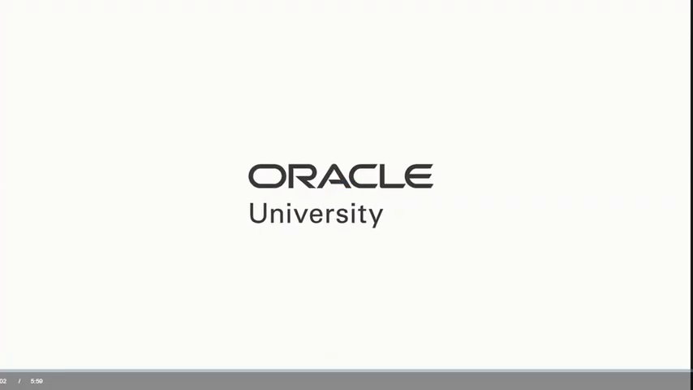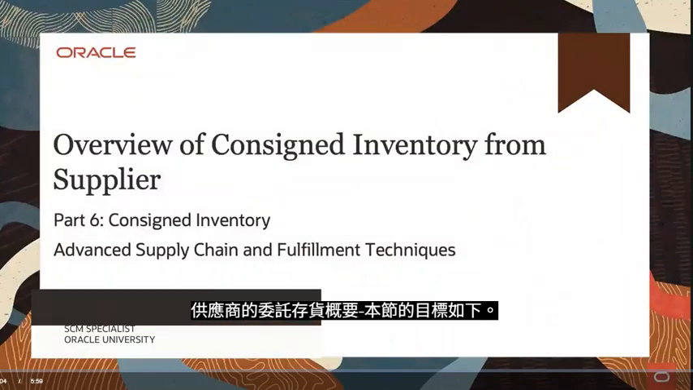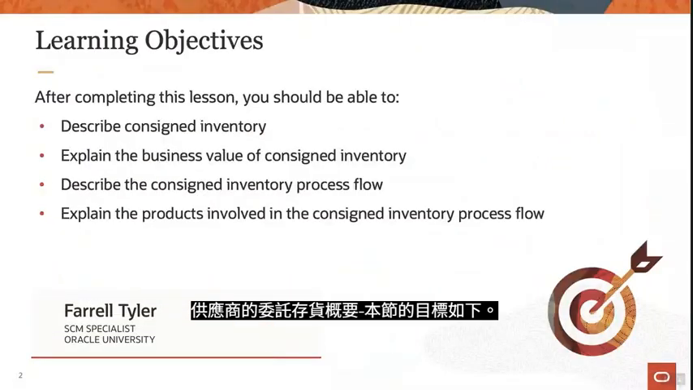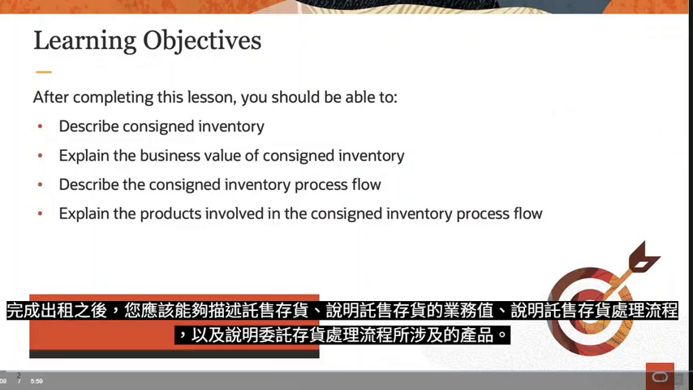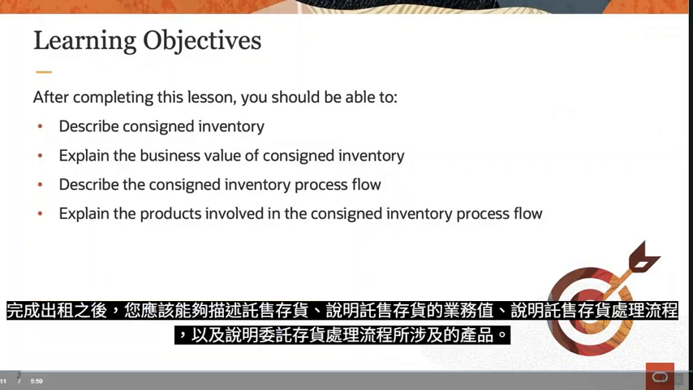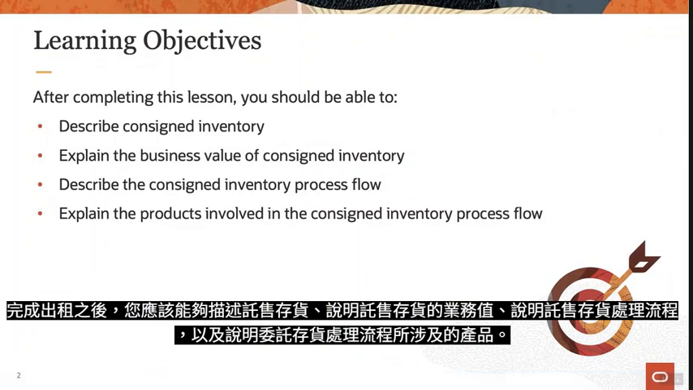Overview of consigned inventory from supplier. Our objectives for this section are as follows. After completing the lesson, you should be able to describe consigned inventory, explain the business value of consigned inventory, describe the consigned inventory process flow, and explain the products involved in the consigned inventory process flow.